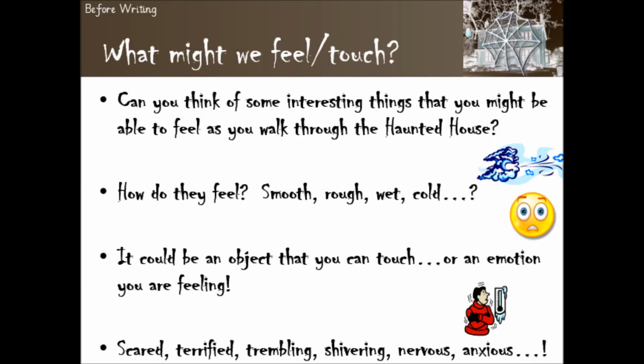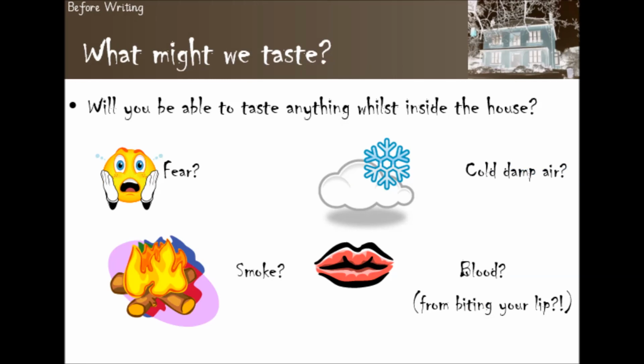What might we feel or touch? There was mention of touching outside the house in the extract. But what about inside the house? Can you think of some interesting things that you might be able to feel as you walk through the haunted house? How do they feel? Rough, smooth, wet, cold? It could be an object that you can touch or an emotion that you're feeling. Scared, terrified, trembling, shivering, nervous, anxious. And what might you be able to taste?